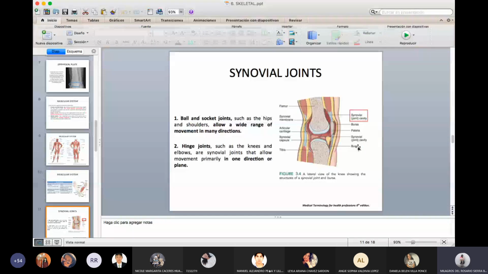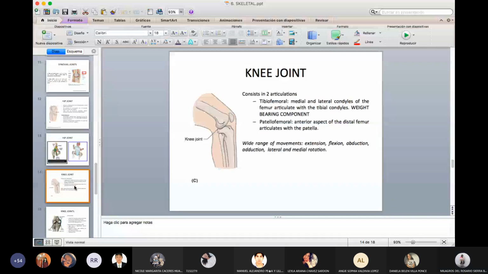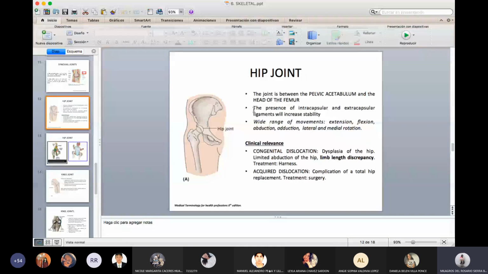Then you can talk about the joints. You have two different types, ball and socket, that is very typical, for example, in the hip, and hinge joint, that is typical in the knee. The difference between these is the range of the movement. Ball and socket, you have multiple directions, and hinge joints, usually it's only extension and flexion. See, hip joint, you have different types of movement, not only extension and flexion, but also abduction, adduction, lateral and medial rotation.